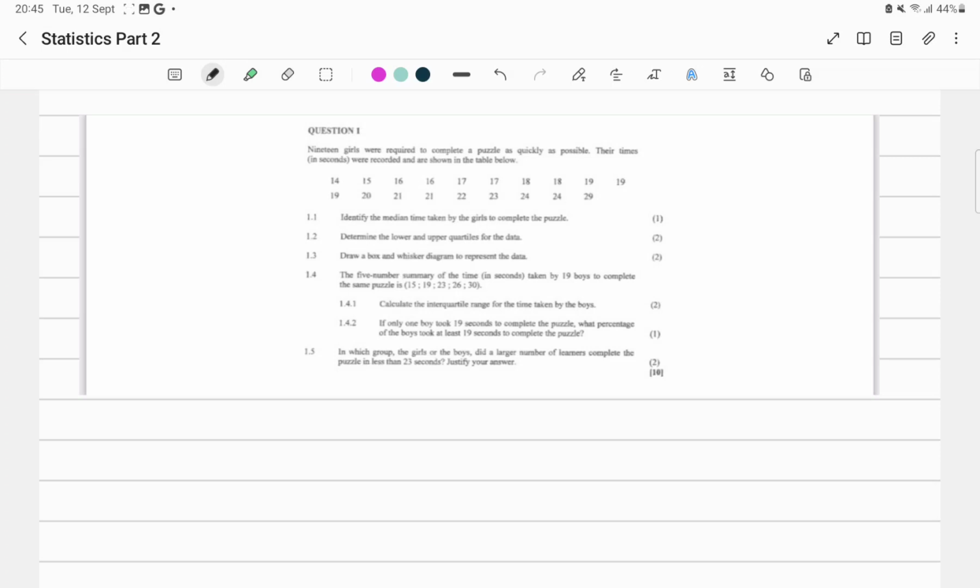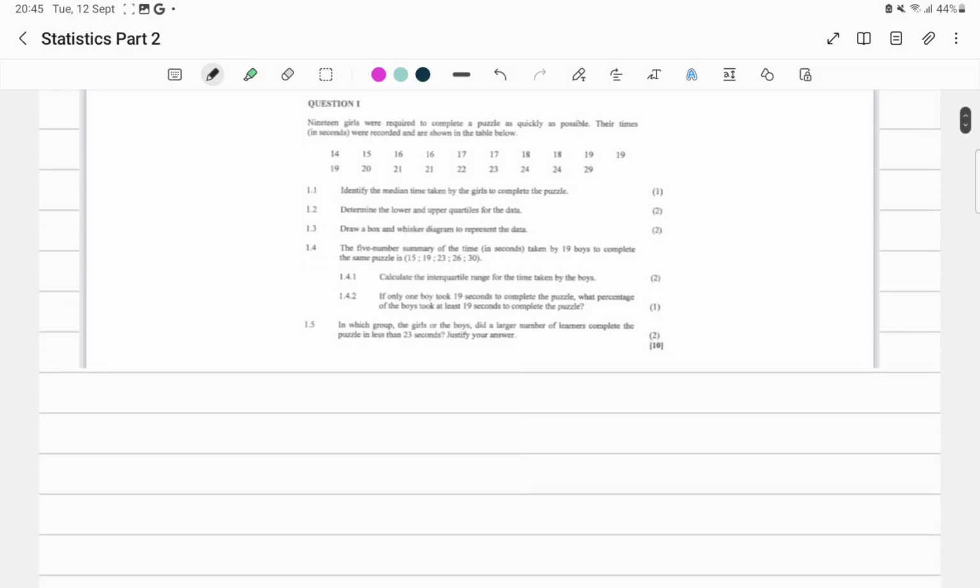Alright, so in question 1 they say 19 girls were required to complete a puzzle as quickly as possible. The times in seconds were recorded and are shown down below. The first question, identify the median time.